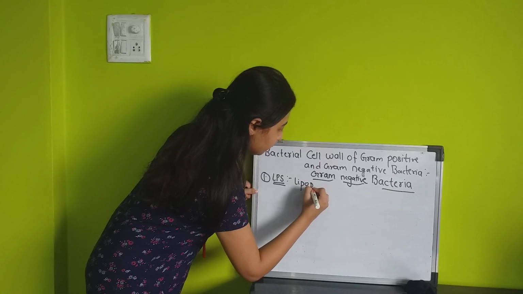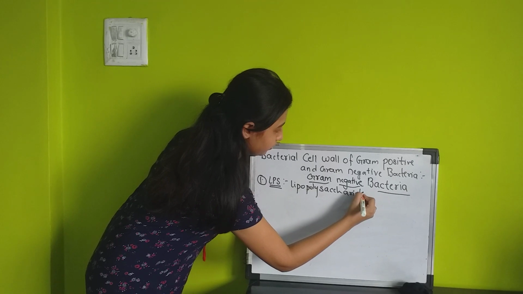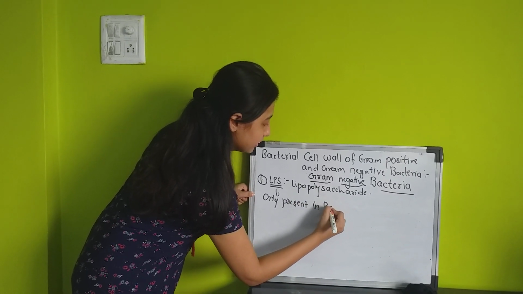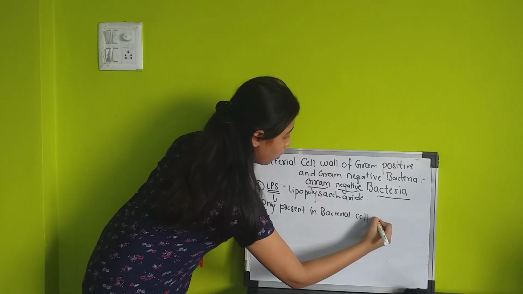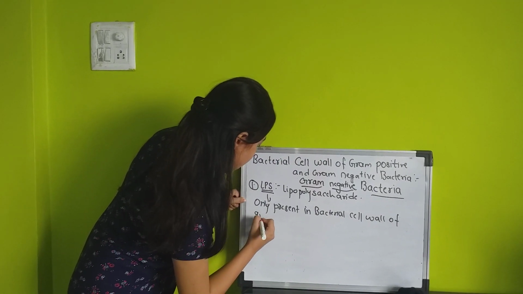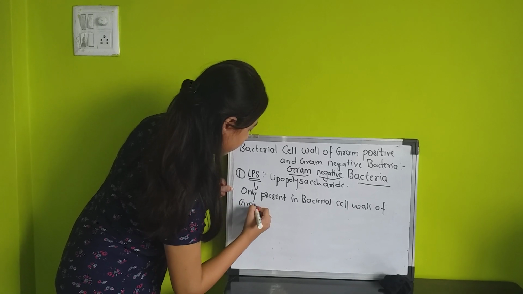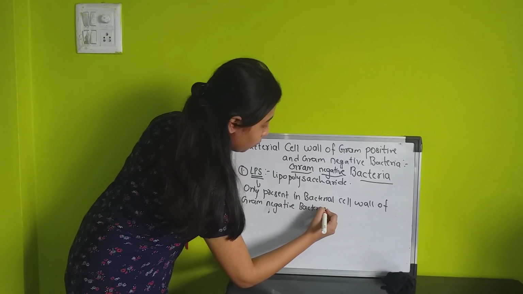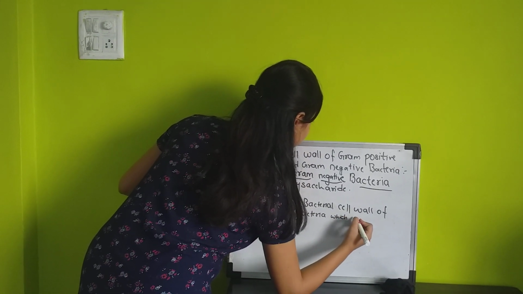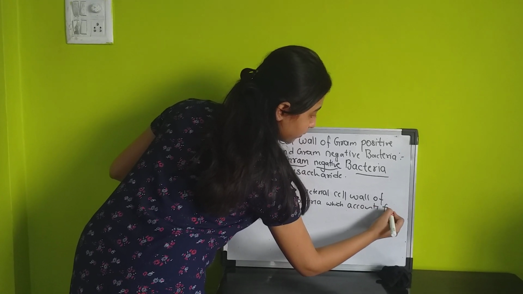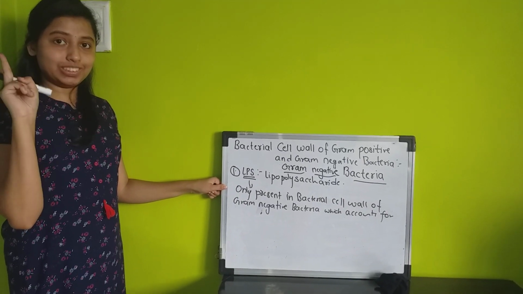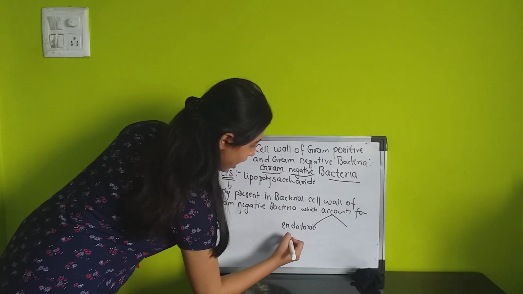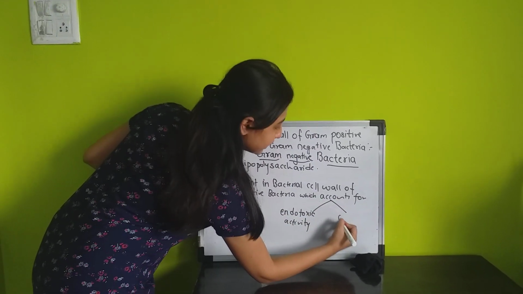LPS is nothing but lipopolysaccharide. This is only and only present in the bacterial cell wall of gram-negative bacteria, which accounts for endotoxic activity and O antigen specificity.